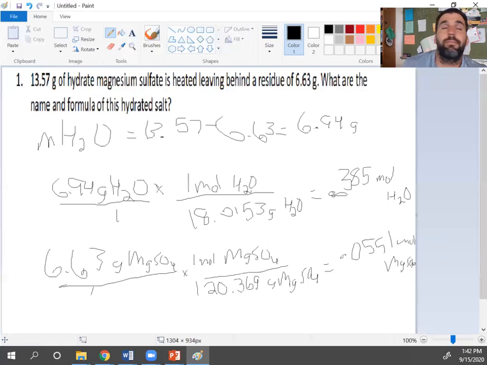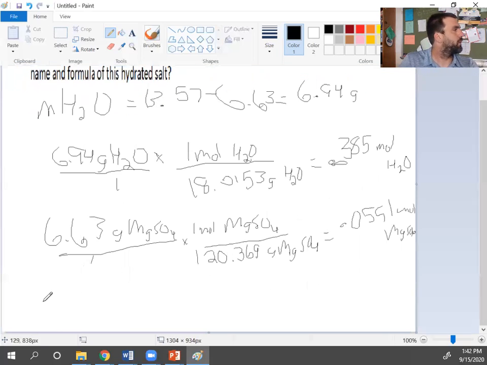All right, so next step is you need to divide step 2 by step 3. So moles H2O over the moles MgSO4. So next step is 0.385.